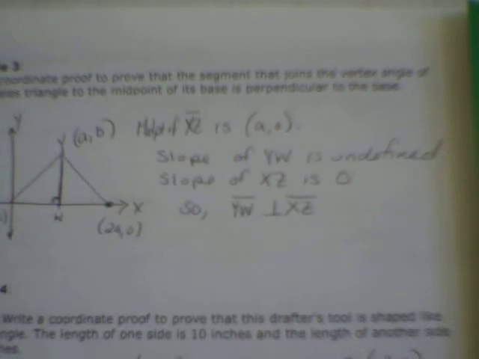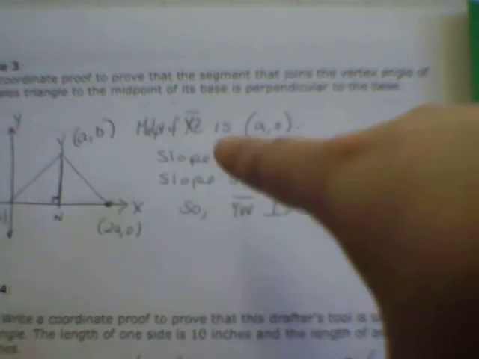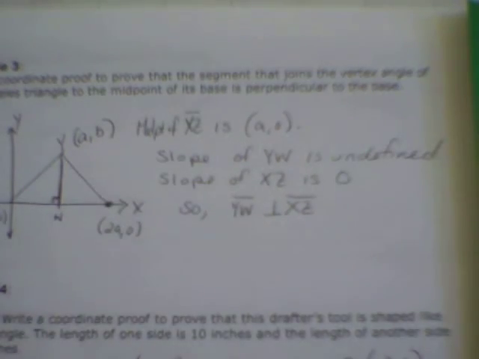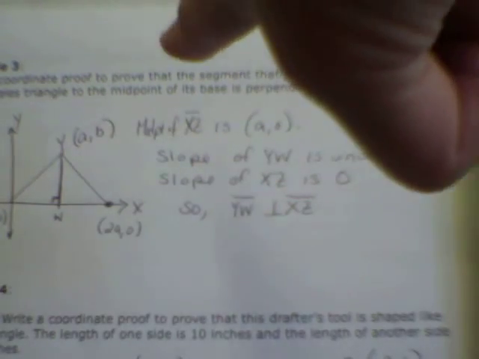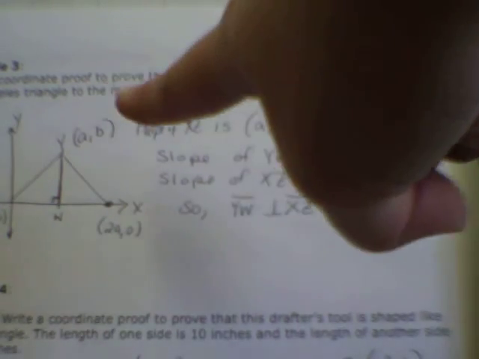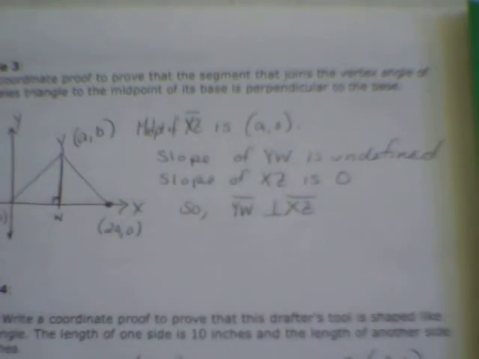So then I look at the two slopes, undefined and 0. I know that if those are my two slopes, they're opposite reciprocals of each other. So therefore, yw is perpendicular to xz, proving that the segment that joins the vertex of the angle of my isosceles triangle to the midpoint of the base is perpendicular to the base. So why don't you pause, take a moment, and then take a look at example number 4.